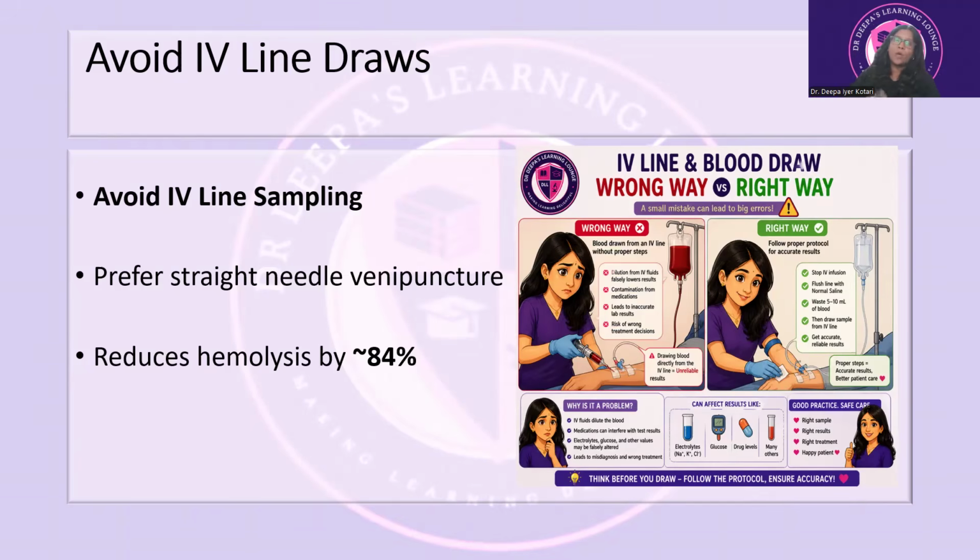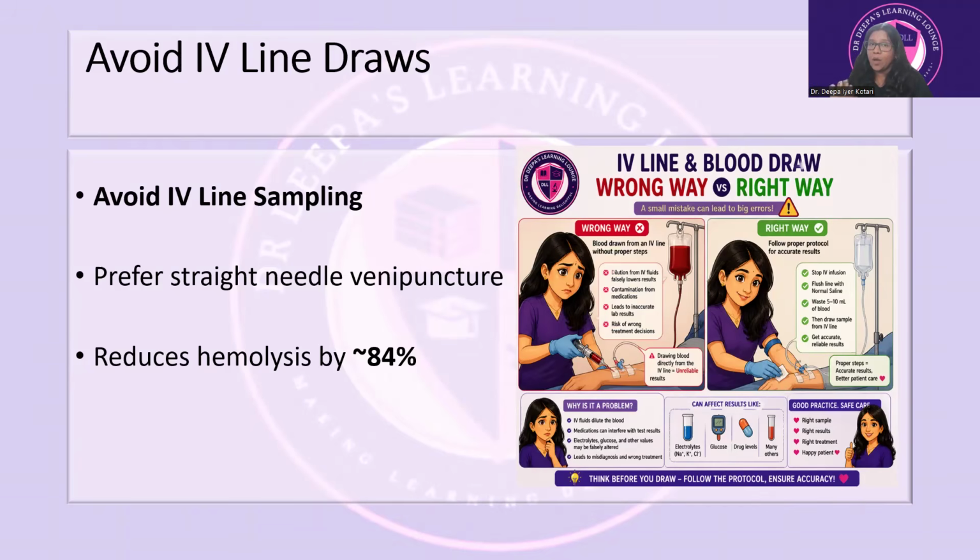But ideally, for a normal conscious patient in whom multiple veins are available other than the one in which the IV line is, do not take the sample from the IV line at all times. That is very important, and that is the strongest evidence of interference and hemolysis. Switching to direct venipuncture reduces hemolysis by up to 84%, and that is documented in many studies. So just a switch of not picking up from the IV line and taking it from a direct venipuncture can reduce the chances of hemolysis by 84%.